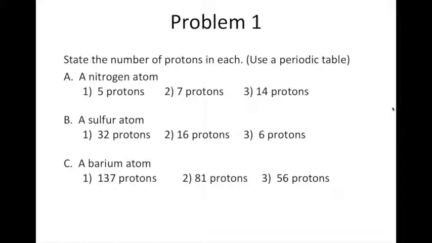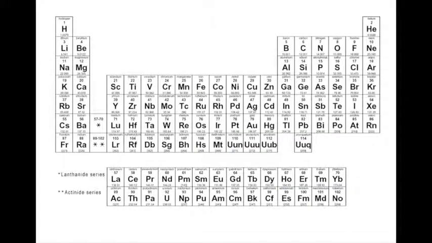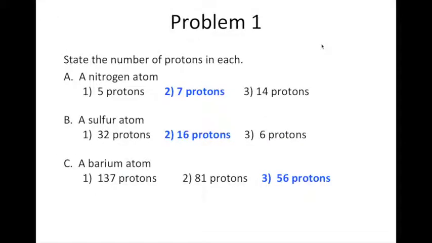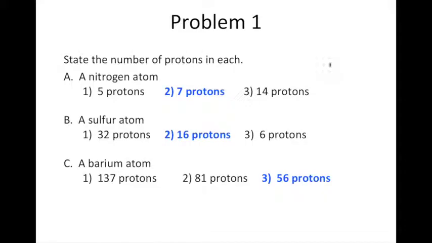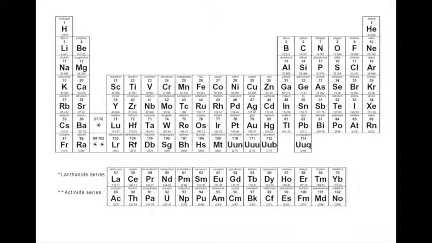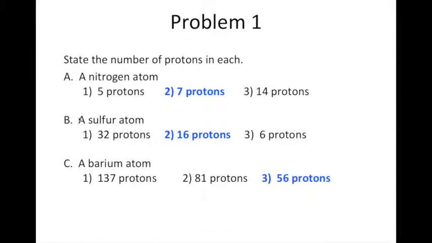So let's take a look at a problem related to atomic number. State the number of protons in each of the following. Now get a periodic table, pause the video, and answer these 3 questions. So if we look on our periodic table for nitrogen, we see nitrogen has an atomic number of 7, so it has 7 protons. Sulfur, if we find it on the periodic table, it's right here, sulfur, atomic number of 16. So sulfur has 16 protons. And barium, we see barium has an atomic number of 56, so it has 56 protons.